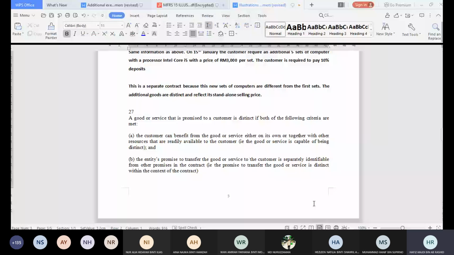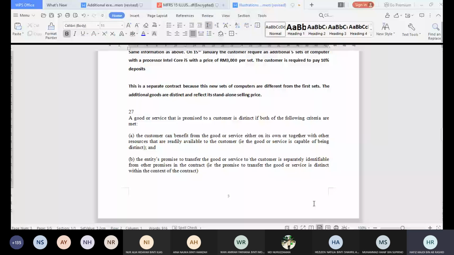Distinct means that if the product has been delivered, it can be used on its own without having to wait for the second batch of the product to be sent, or the company can use it with other available resources already there in the customer's premises or facility. That shows that the product is distinct. So that is one.